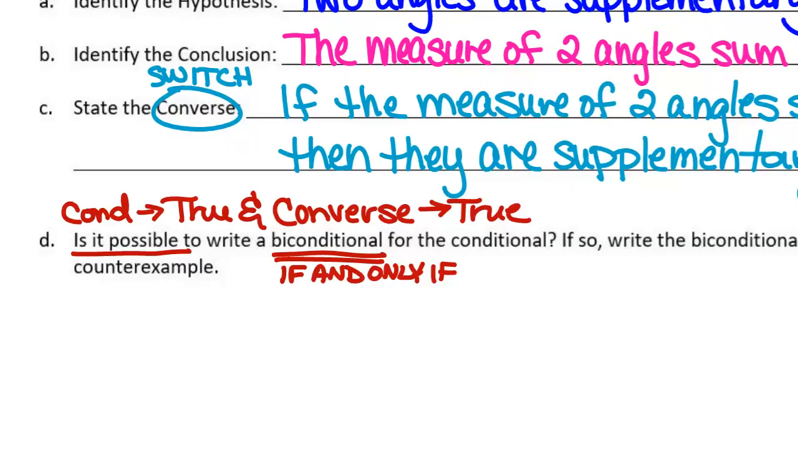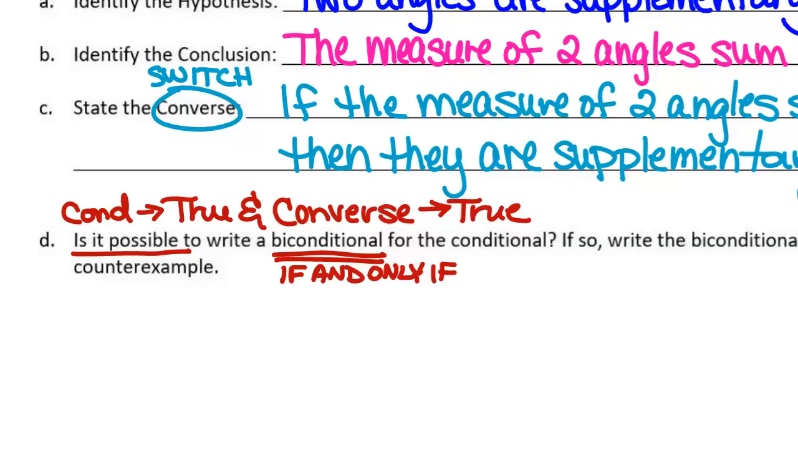Does this go at the beginning? No. Does if go at the beginning? No. I have 2 ifs right here, so I don't need another one at the beginning. So we're going to start with just the hypothesis. It doesn't matter whether I go from my original statement or from the converse, because they're made up of the same pieces. We write only one statement for a biconditional. So you pick either this one or this one.